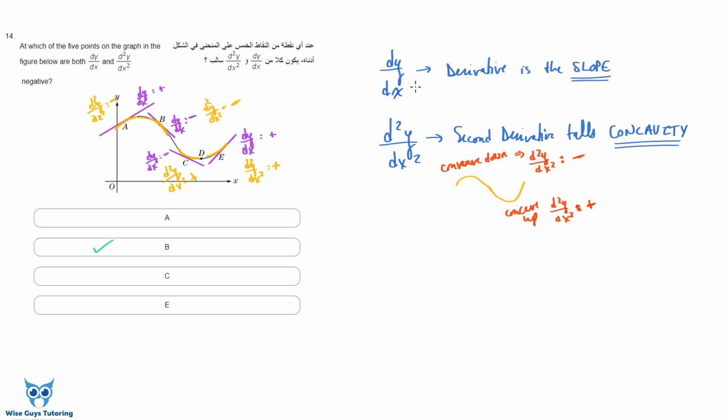Dy dx, the derivative, is always going to be the slope, right? It's the rate of change, so it's the slope. And the second derivative is the concavity. It means, are you concave up or are you concave down? I'll just add one bit of knowledge here. Let me bring in a fresh graph.